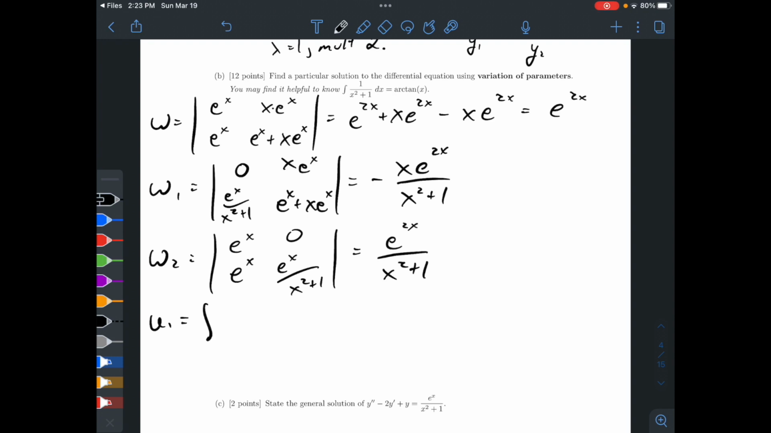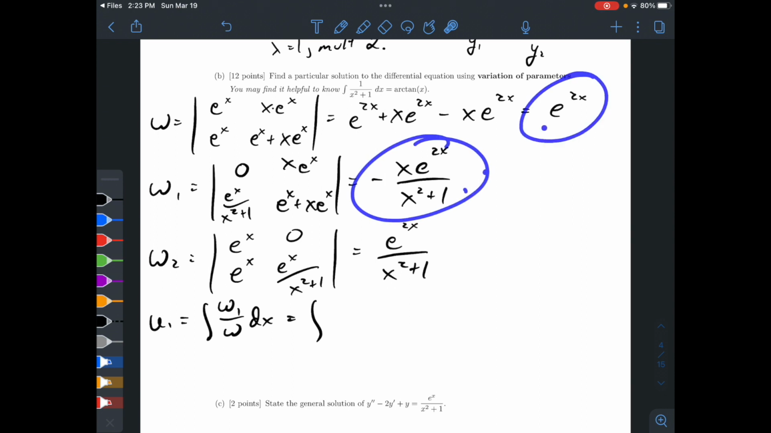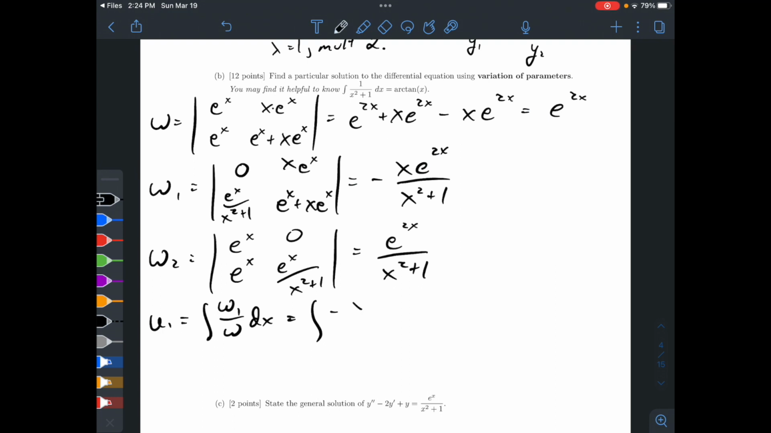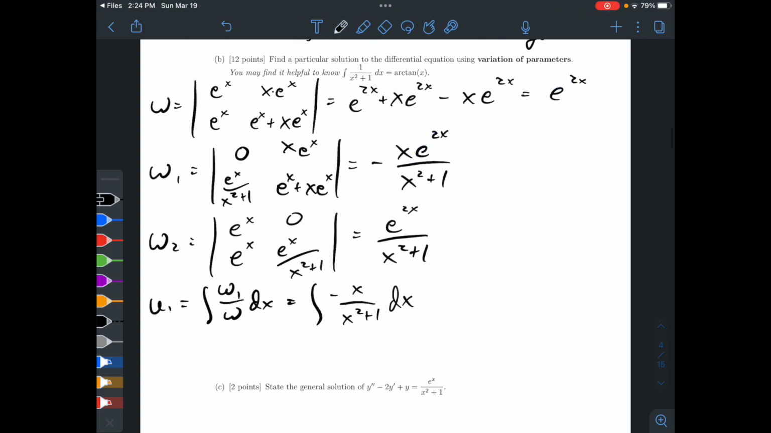All right, u1 is going to be the integral of W1 over W. W1 is this right here, and then divide out by W. We're going to have this e to the 2x divided by e to the 2x right here, so the e to the 2x's are just going to cancel. So we'll get negative x over x squared plus 1, and I'm just running out of space, so I don't want to write out the steps of e to the 2x over e to the 2x is equal to 1, all that good stuff, but they cancel, right?